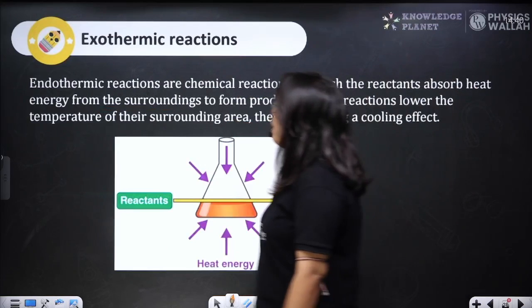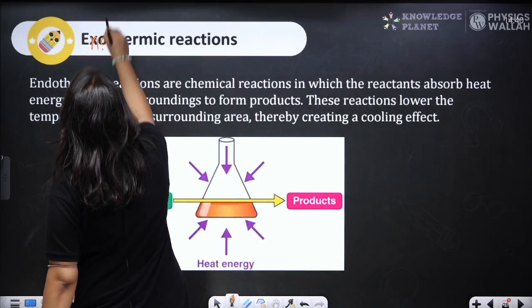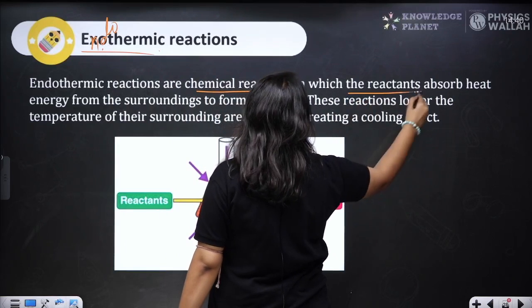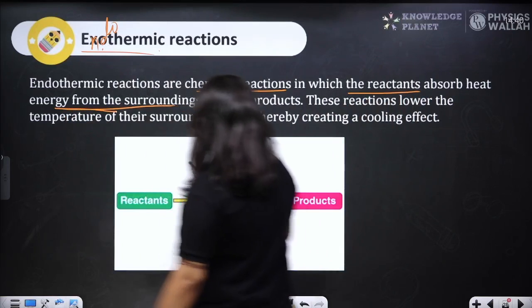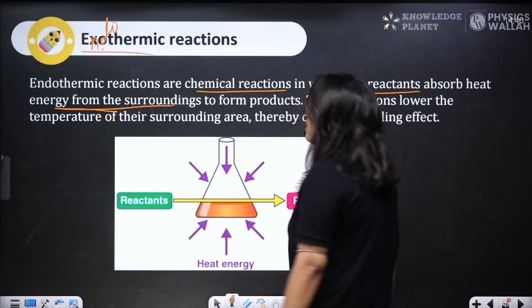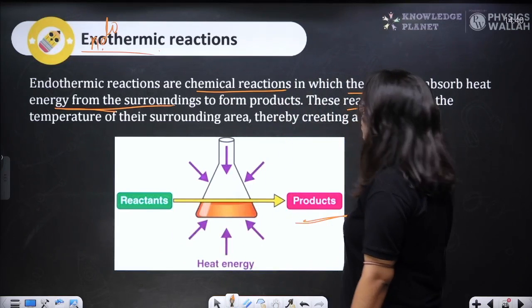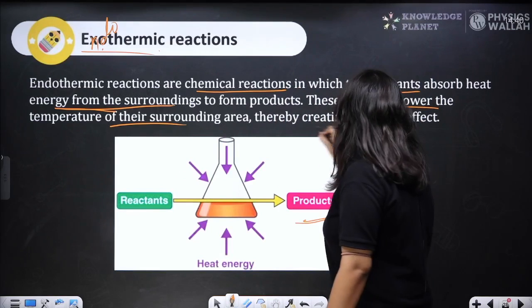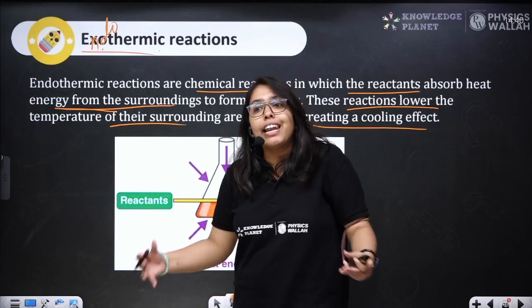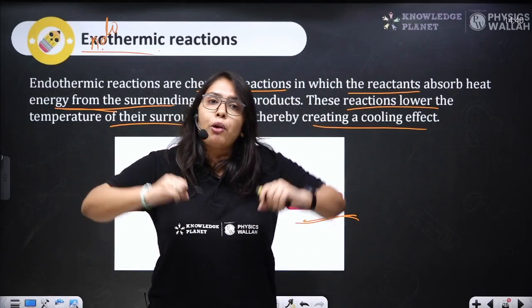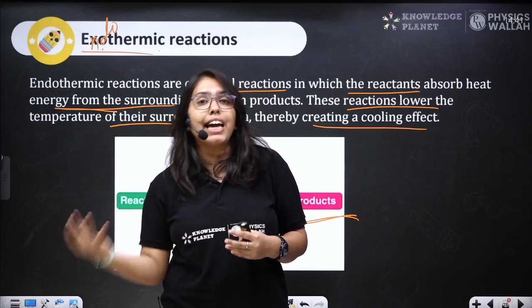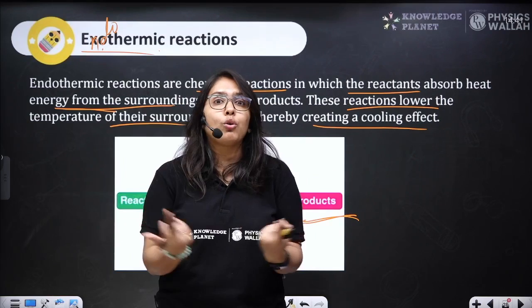And then talking about endothermic reaction. An endothermic reaction is a chemical reaction where the reactants absorb heat energy from the surroundings to give rise to products. These reactions lower the temperature of their surroundings, thereby creating a cooling effect. That is, they require energy for the process to actually take place. So they are taking energy from the surroundings, making the surroundings cool.